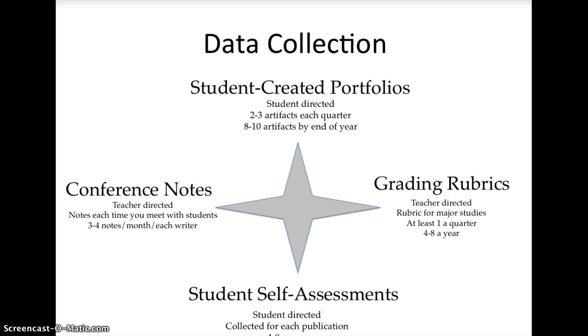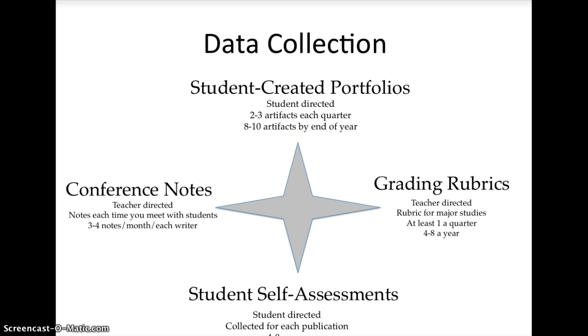So one for each genre. So if you do a memoir study, an informational text study, a persuasive study, a poetry study, and, I don't know, pick any other study, like a story writing or a fairy tale study. Then, if you teach those five genres throughout the year, you should have five student self-assessments that go with each of those products.